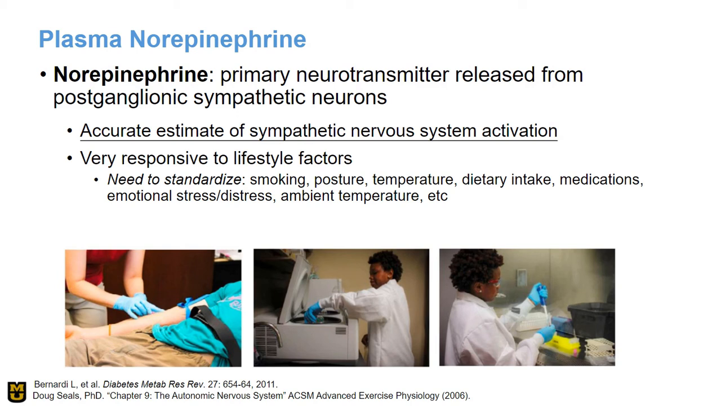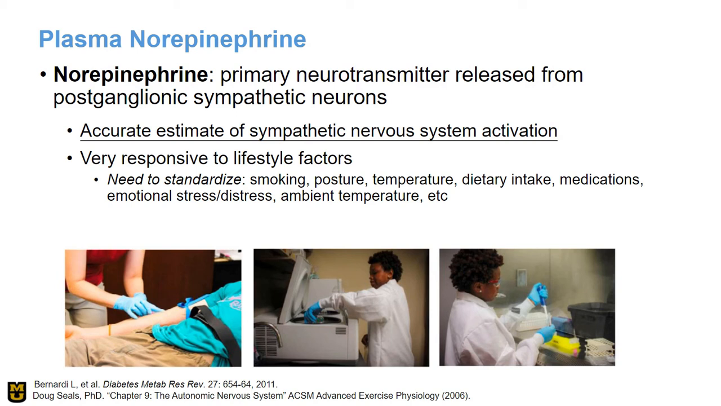The other thing is it's very responsive to lifestyle factors. So you need to standardize a lot of things we've already talked about, but smoking, posture, whether your participants are supine or seated, whether your room is warm or cold, right? All these things we mentioned before that are really important to control. The other thing is we usually do our plasma samples first. And you don't know what your participants did for the hour before they came into the lab. Hopefully they weren't eating or exercising or anything like that. But just the movement and stress of getting to the research laboratory could alter plasma norepinephrine.